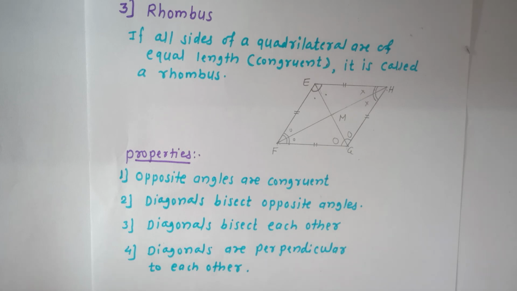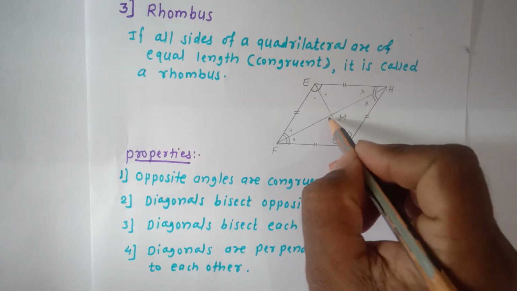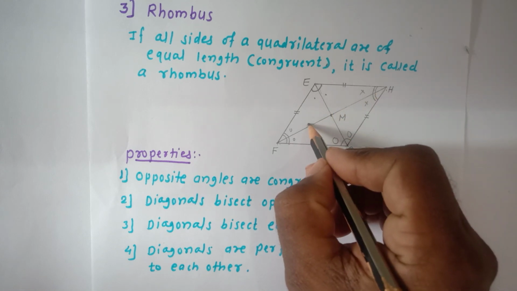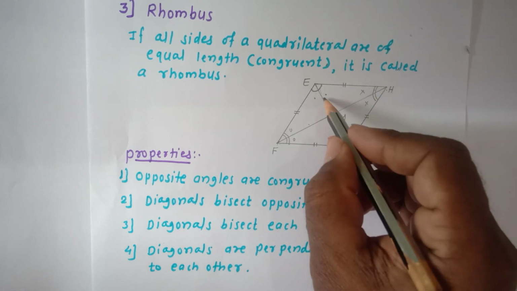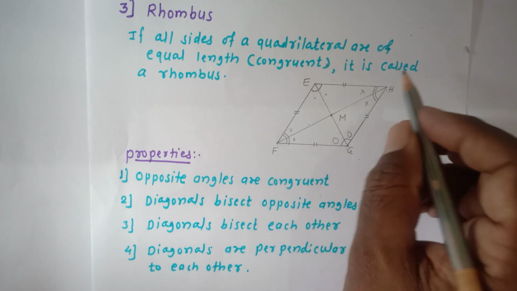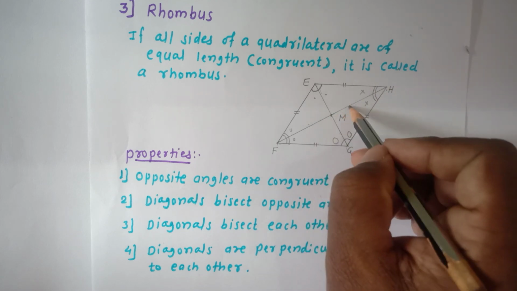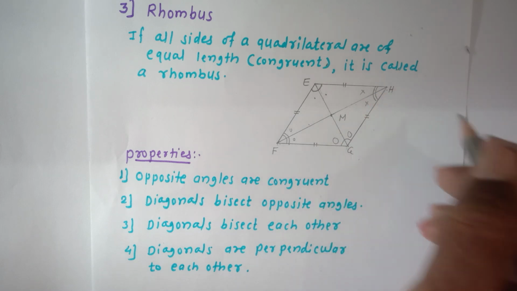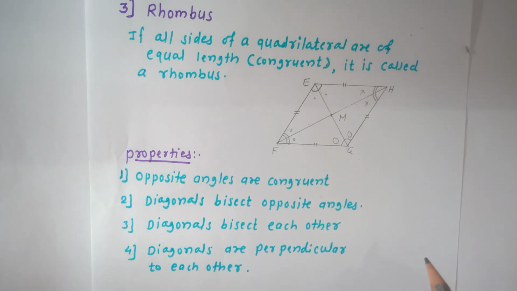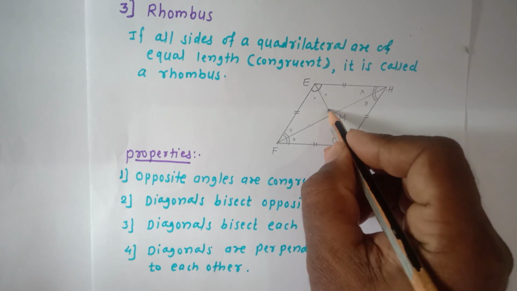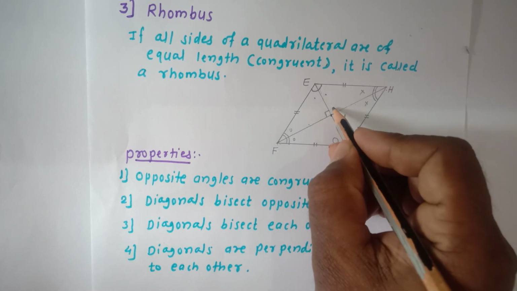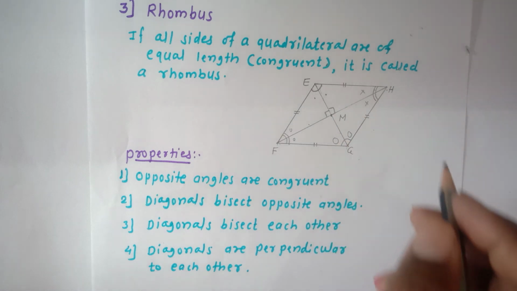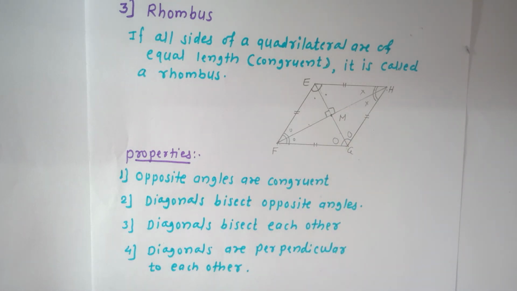Then diagonals bisect each other. So M will be midpoint of both the diagonals. So these two lengths are equal and these two lengths are equal. So diagonals bisect each other and diagonals are perpendicular to each other. Means the angle between the diagonals becomes 90 degree. These are the properties of rhombus.